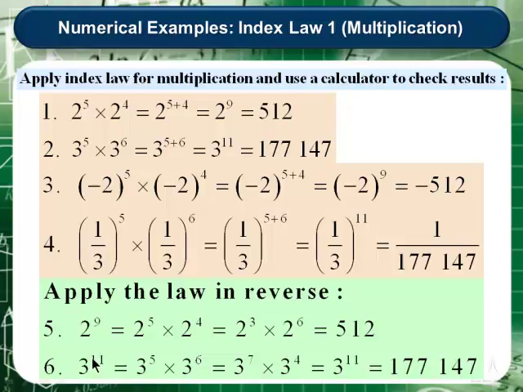In a similar way, 3 to the power 11, just giving you two possibilities here. You can split this up as 3 to the power 5 multiplied by 3 to the power 6, or partition it as 3 to the power 7 multiplied by 3 to the power 4.